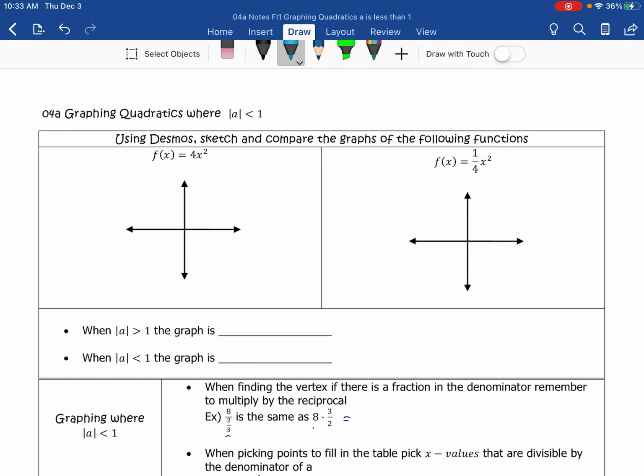Okay, so we're going to talk about graphing precisely when your a value is less than a half. So it's going to be basically the same procedures. You're just going to have to remember how to do it. You're going to have to try and do a couple different things.